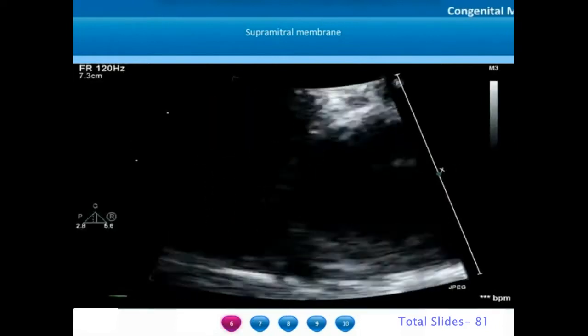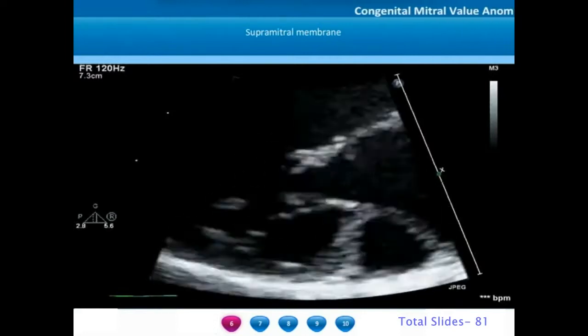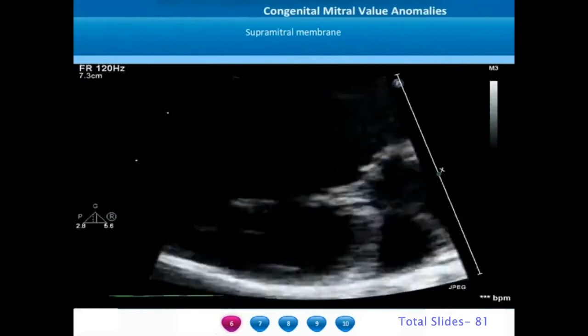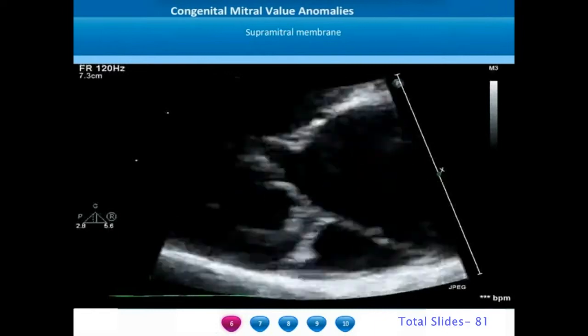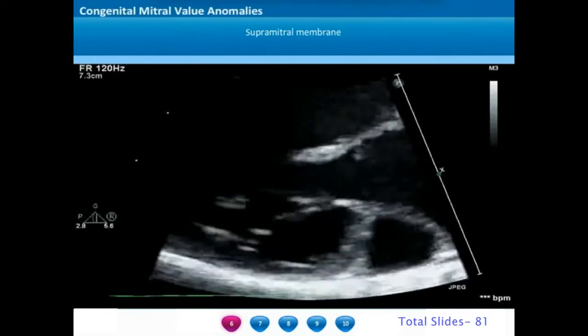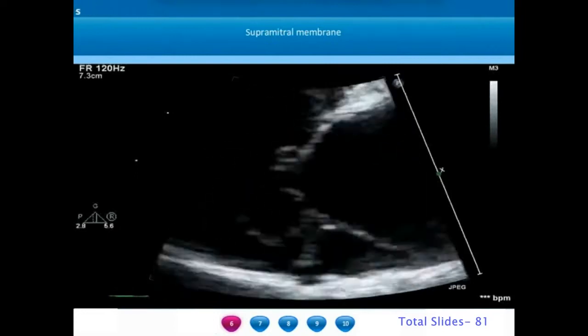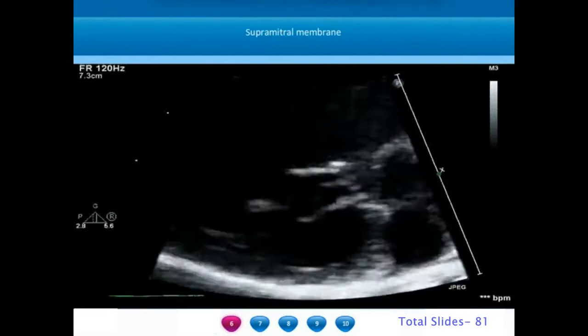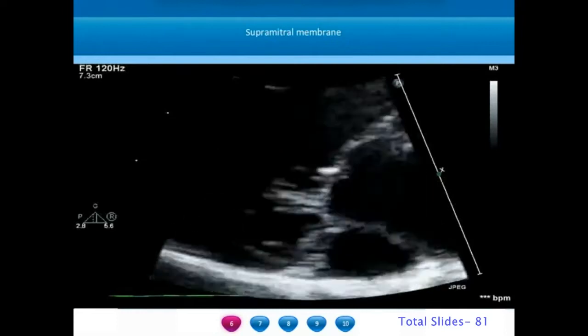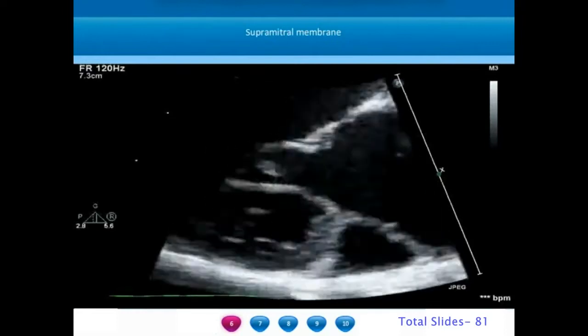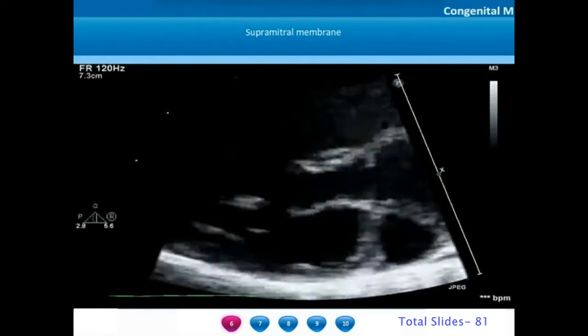In this magnified parasternal long axis view, we can appreciate the membrane that is attached to the posterior and anterior mitral leaflets. We can also see a dilated coronary sinus in the mitral annulus, which will represent persistence of the left superior vena cava patency through the coronary sinus into the right atrium.